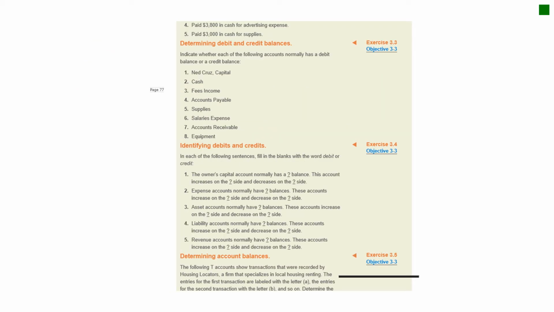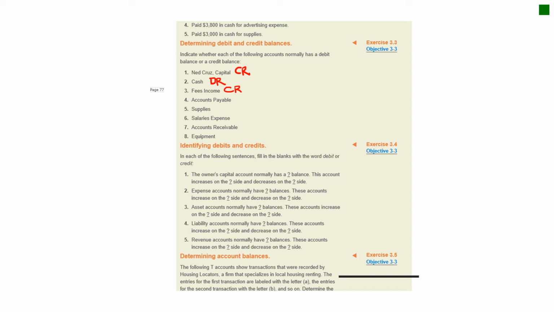All right, so this one is exercise 3.3. And we're going to go over the rules of our debit and credit balance. Notice a normal balance, think it's always going to be the increase side. So starting with capital. Capital, notice that's going to be a credit balance because equity always increases with credit. Cash is an asset. Assets always increase with debit, so that's going to be a debit balance. Fees income is revenue. And revenue is on the equity side. Revenue always increases with credits, so that's going to have a credit balance.